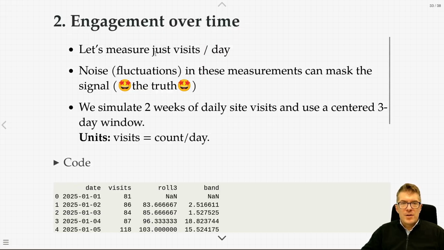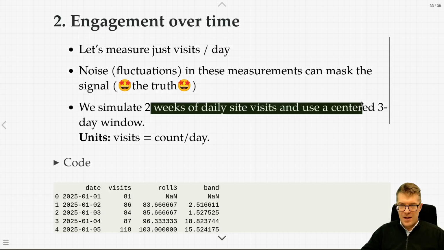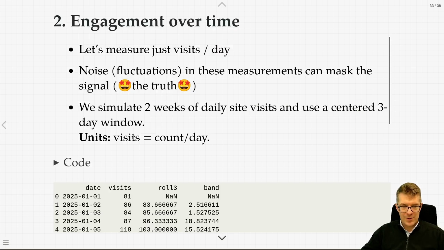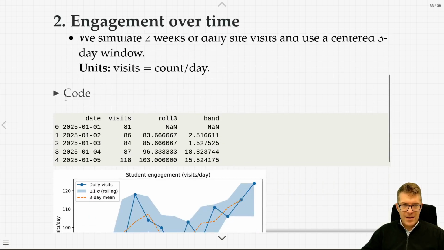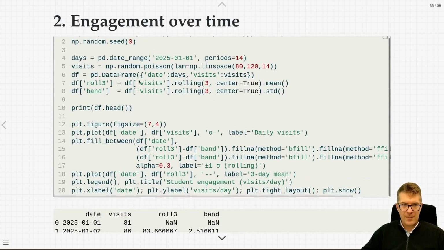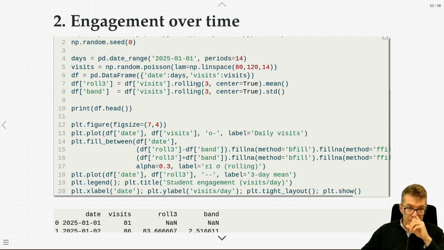So we can measure visits per day. There's some noise in these measurements, and this can mask the truth. So I've made this highlight here. The truth is what we're after always. There's a signal in the noise, and the signal is close to the truth, so we're looking for it. Always remember that. So we want to simulate 2 weeks of daily site visits and use a 3-day window around it. Again, our units are going to be counts per day. Here's the code to generate this new graph. This one will produce rolling averages, given these function calls.